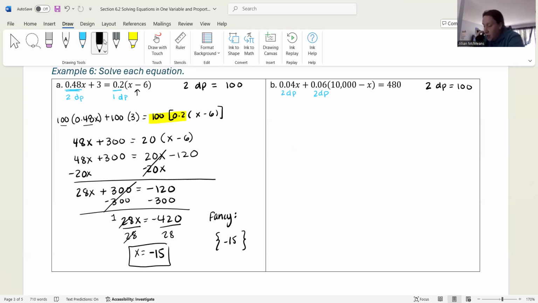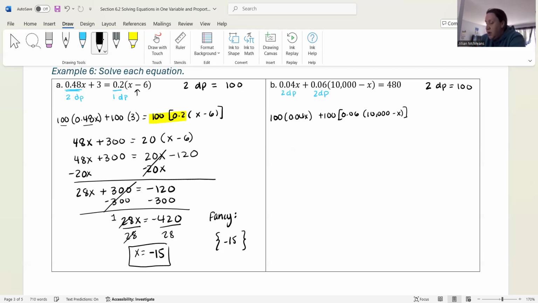Okay, so I'm going to go ahead and do the multiplication of each term by 100. So I get 100 times 0.04x plus 100 times 0.06, and then in parentheses 10,000 minus x.